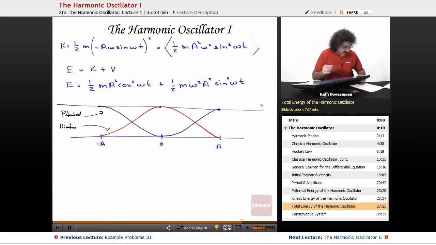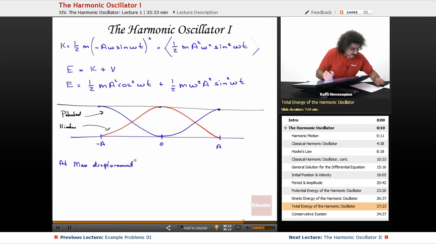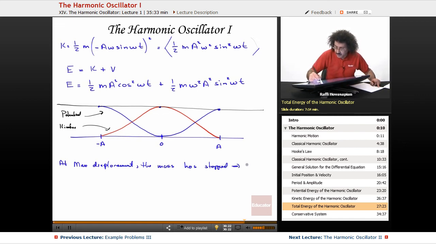And we'll go ahead and do it algebraically right now so you can see. So let's go ahead and write this out. Let's write it in blue. At maximum displacement, the mass has stopped, which implies that the kinetic energy is equal to 0. V is at a maximum. Here and here.